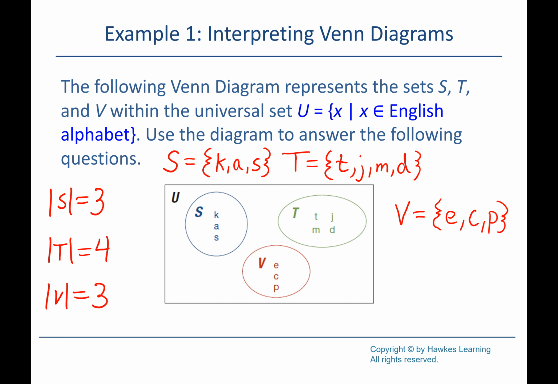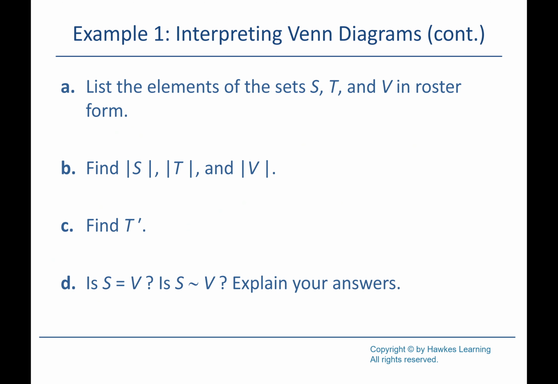Remember, that's just how many elements we have in each one. How many members. Okay. All right. C says find T tick mark. Remember what the tick mark is? You can remember the name or what we'll have to do, either one, okay.